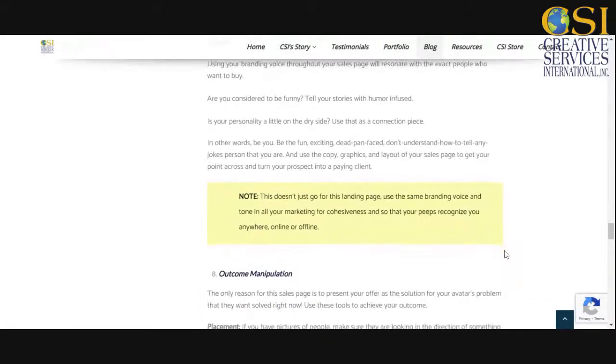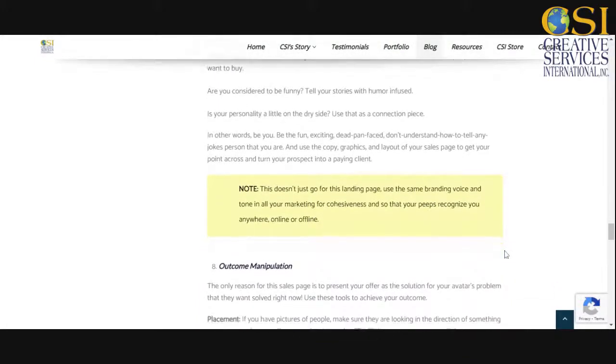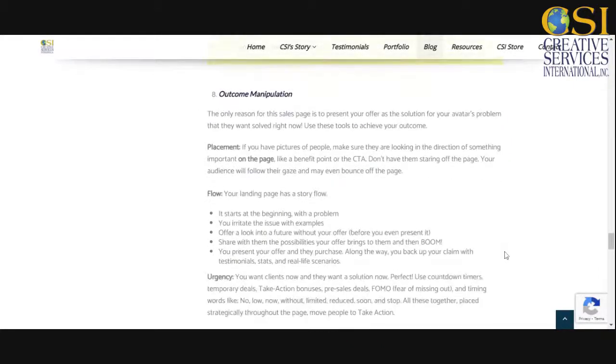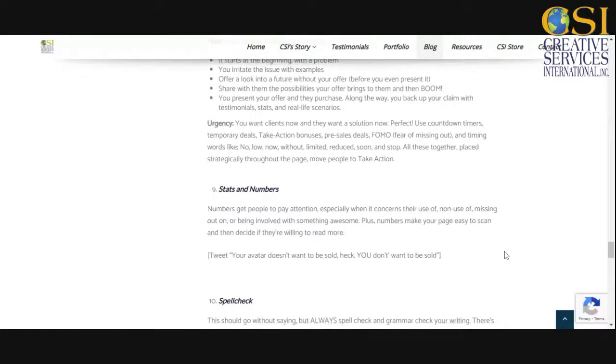hey, this is a great thing. You need to do it. You need to get involved in it, all of that. So there are some other things that are there, some manipulation, non-manipulation pieces.